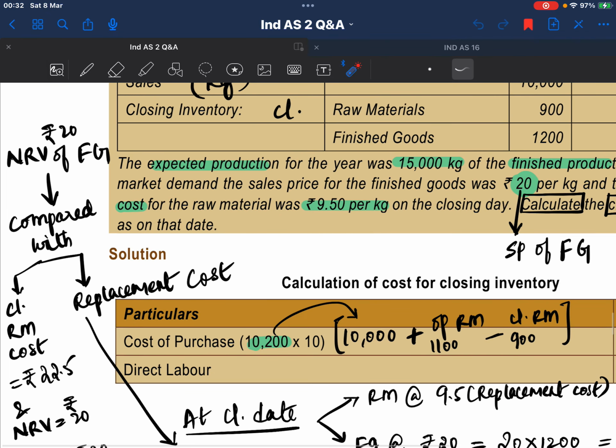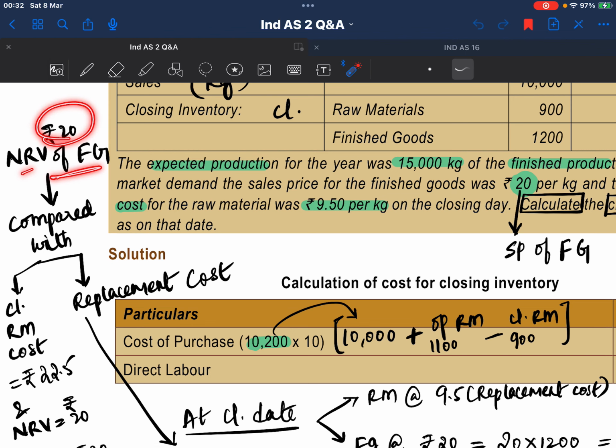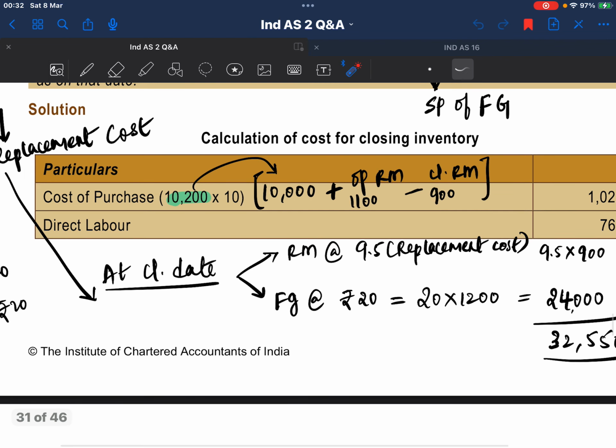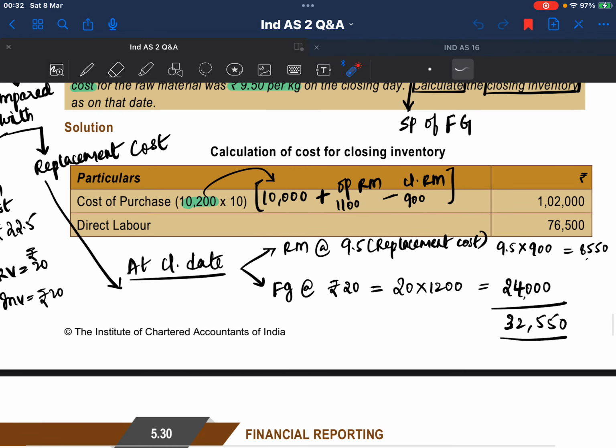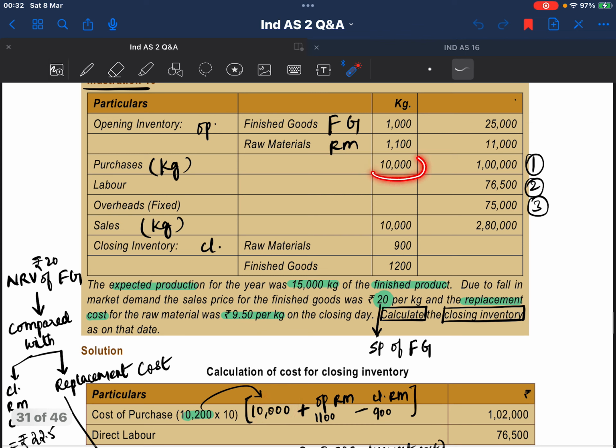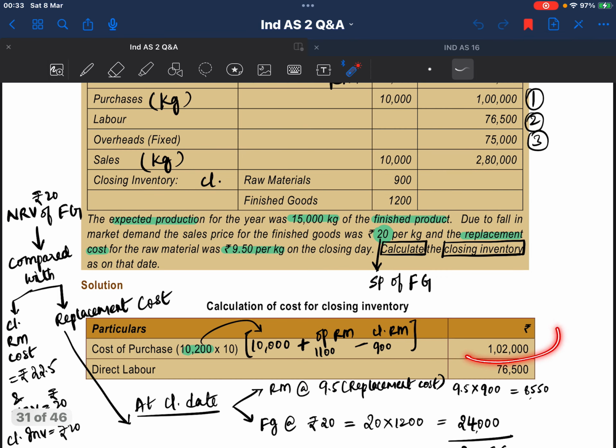So here the main point is we have NRV of the finished good, which is 20. We compare this 20 of NRV with closing raw material cost, which we calculate here, and it is also compared with the replacement cost. So first we see the cost of closing raw material. Calculation of cost of closing inventory. Cost of purchase is 10,200 into 10, where 10,000 is the purchases plus opening raw material minus closing raw material, into 10, which is 1,02,000.